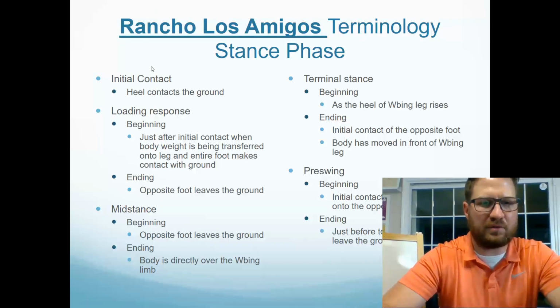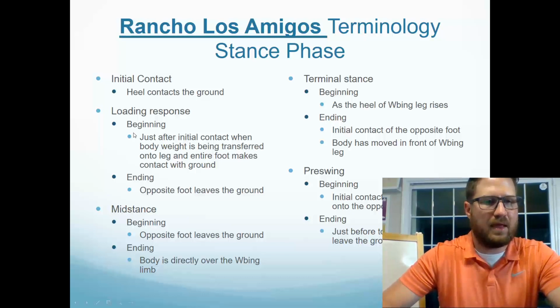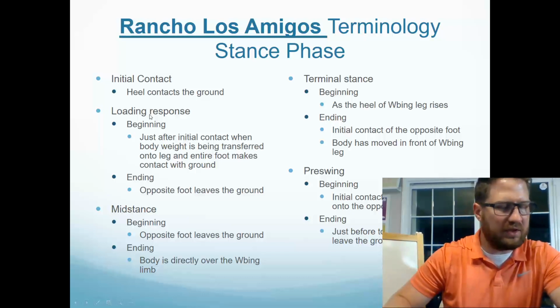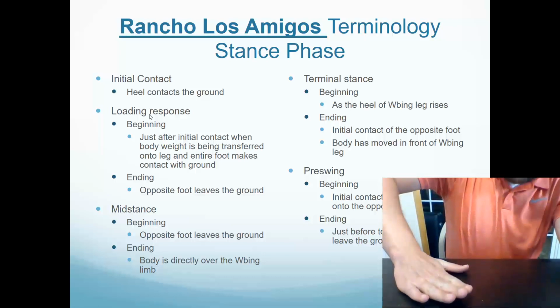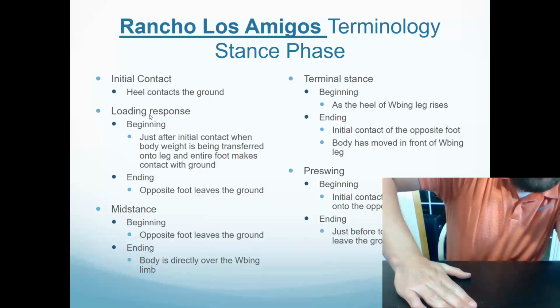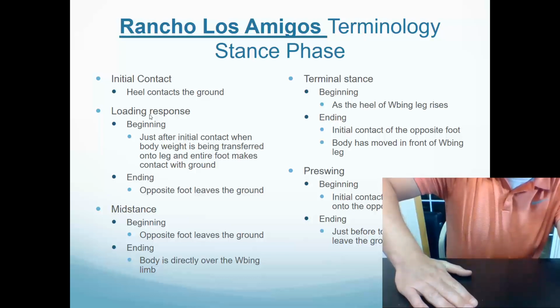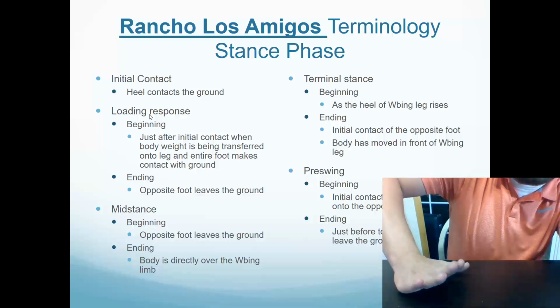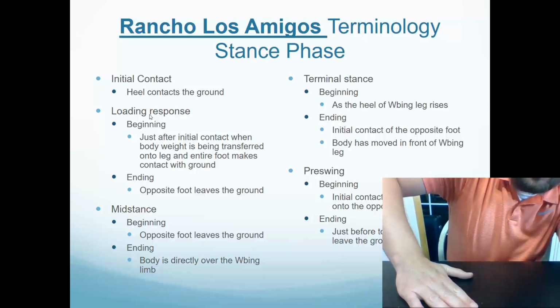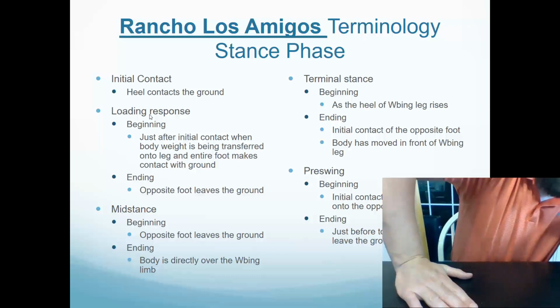Where the heel comes in contact with the ground. Hopefully, we are in rear foot varus to lock out the foot. Then we get into loading response. Just like with our traditional, it's where that foot is coming in and lowering down to the ground to get to foot flat. Just after initial contact, the body weight is being transferred onto the leg and the entire foot makes contact with the ground. It ends when the opposite foot leaves the ground as the tibia is now rotating forward to be right on top of the foot.